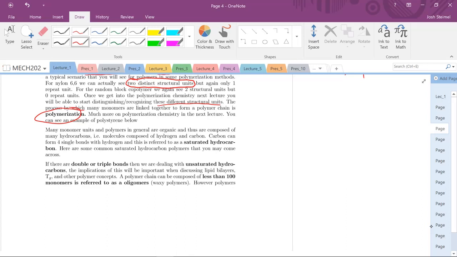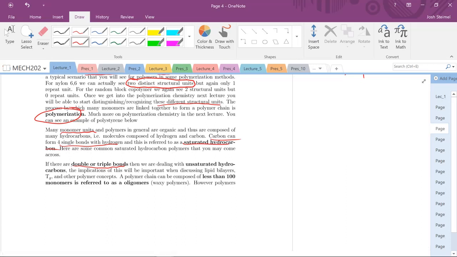Most of the time you'll see the monomer units are composed of carbons. Typically you'll see 4 carbons, the saturated hydrocarbons. Sometimes you'll see double or triple bonds. That's going to really affect your mechanical properties and a lot of different properties of the polymer chain.